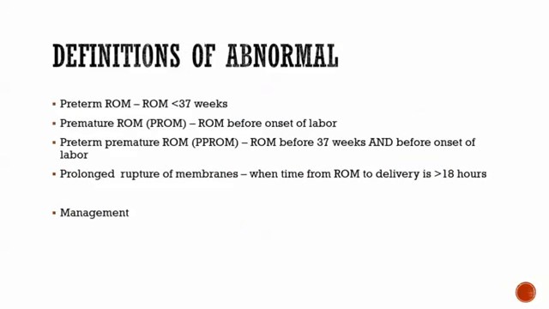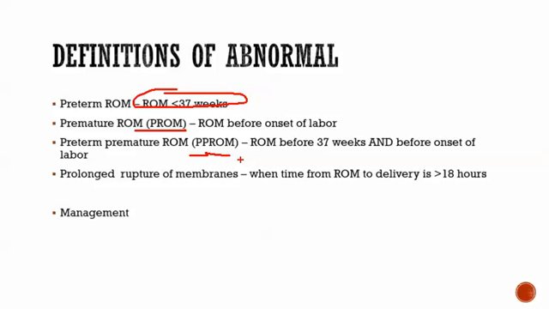So we said normally ruptured membranes is after labor has started when you're full term. If you're not full term, then you have preterm rupture of membranes, which is anything less than 37 weeks. You can also have premature rupture of membranes, PROM, which is rupture of membranes before the onset of labor. Notice it's not saying anything in relationship to weeks. If you want it combined, preterm and premature, you get PPROM, preterm premature rupture of membranes. That's rupture of membranes both before 37 weeks and before the onset of labor.